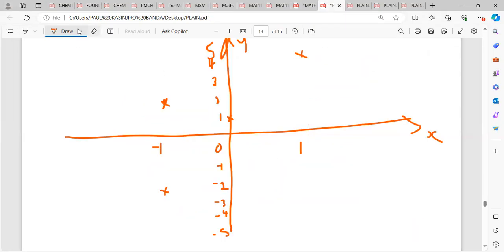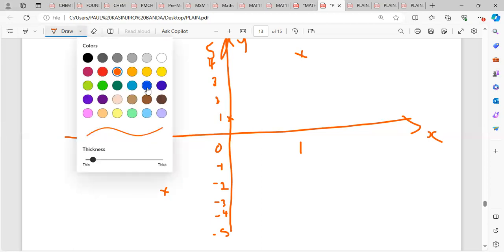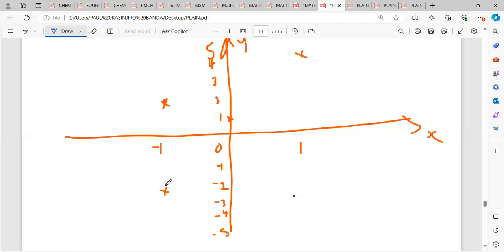So without the modulus there, the graph would be like this. Let me draw it in blue. The graph would be like this without the modulus. It would pass there, like that. So this would be my graph without the modulus, meaning here y would be equal to 3x plus 1 without the modulus.